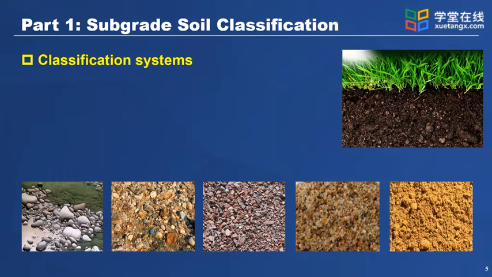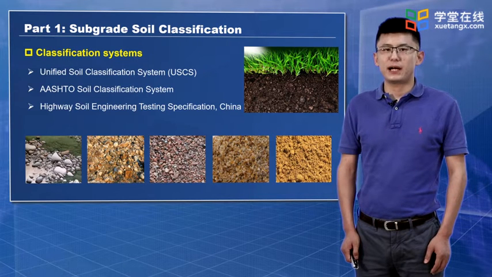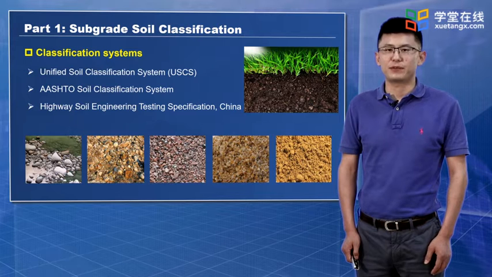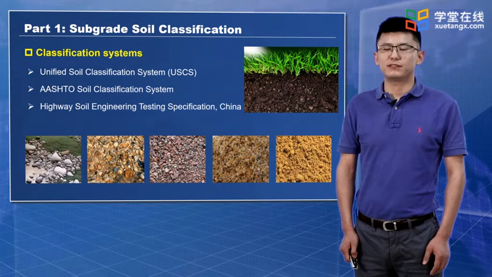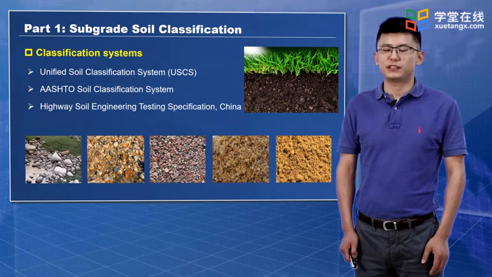So, if we have such a broad definition of soils in civil engineering, we may need a classification system to categorize them. Generally, we may have three types of classification systems for different soils. Here they are. The first one is the Unified Soil Classification System, USCS, then the AASHTO Soil Classification System, and also the Highway Soil Engineering Testing Specification, that's from China. Let's take a look at them one by one.